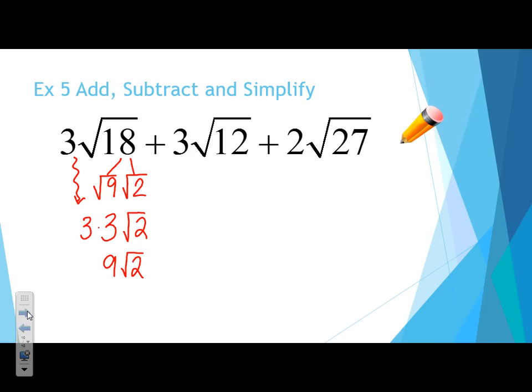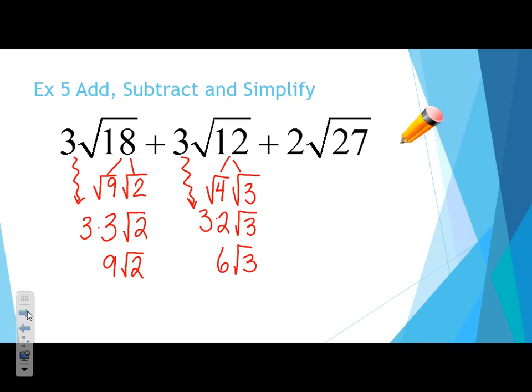Okay, we're going to look at the square root of 12 now. On to the next one. What about the square root of 12? Well, the square root of 12 is 4 times 3. And the square root of 4 is 2. Square root of 3 is, again, that irrational part. And then we'll drop down the 3 that was originally in front. That's 3 times 2. So that's 6 square roots of 3.